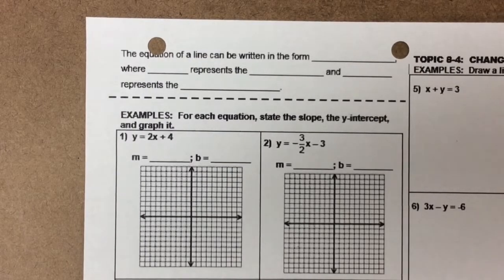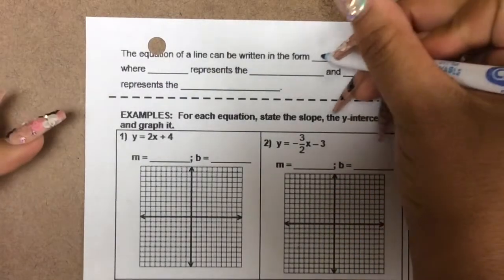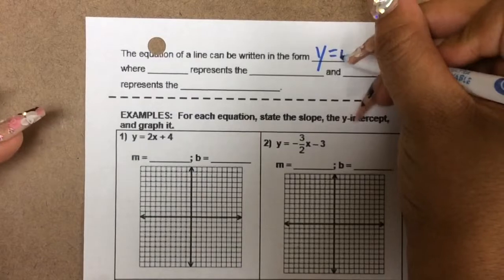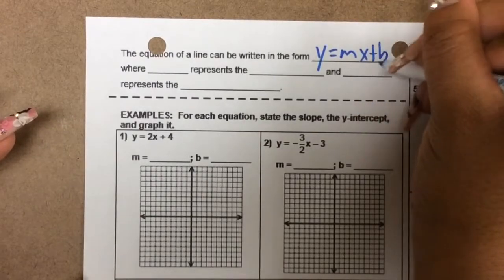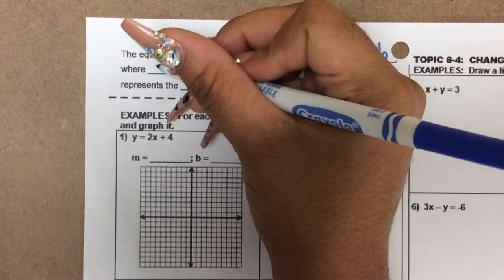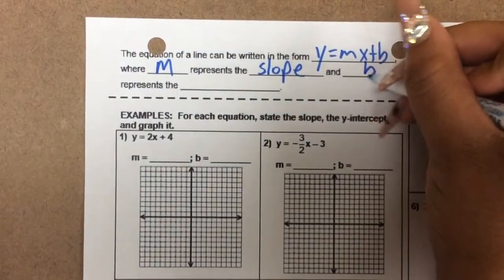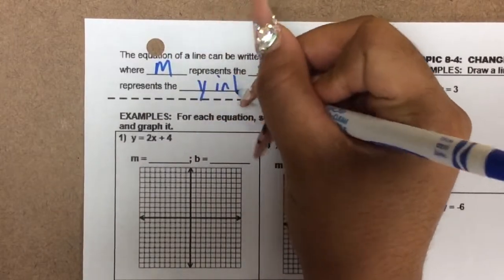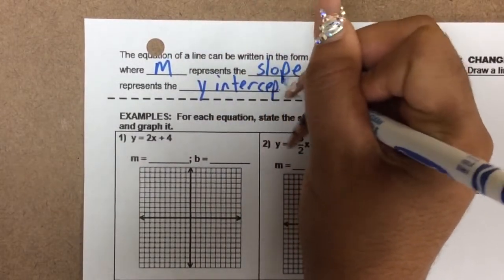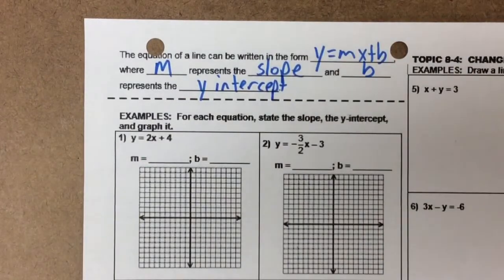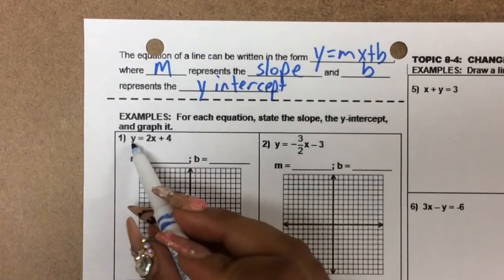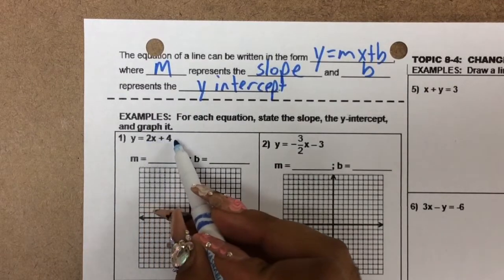This video is about graphing linear equations. The equation of a line can be written in the form y equals mx plus b, where m represents the slope and b represents the y-intercept. So the first thing you're going to do is figure out what the m is and what the b is. So remember, it's y equals mx plus b.